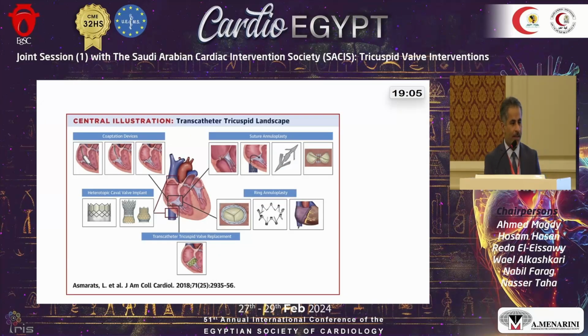Numerous devices have been in the market for years, but none of them reached the final clinical stage except for the coaptation device. These can be grouped into coaptation devices, annular devices, heterotopic caval valve implants, and transcatheter tricuspid valve replacement.